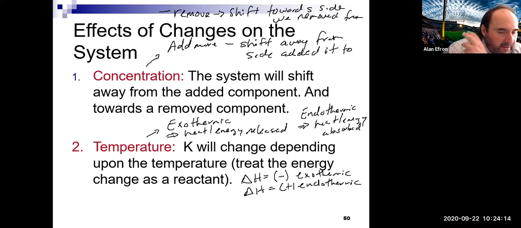So when we look at a reaction and we decide it is exothermic, what that means is we would add the heat or energy to the product side. It is thought of as being a product, while if it's endothermic, the heat and energy would be considered a reactant and be added to the reactant side.